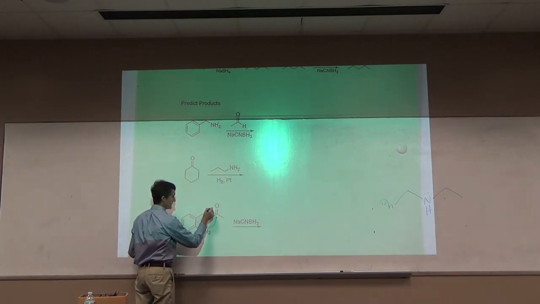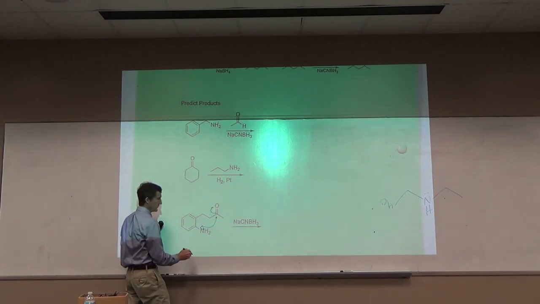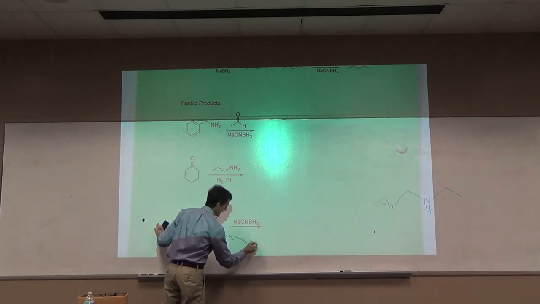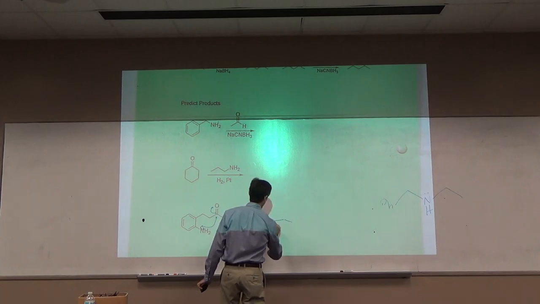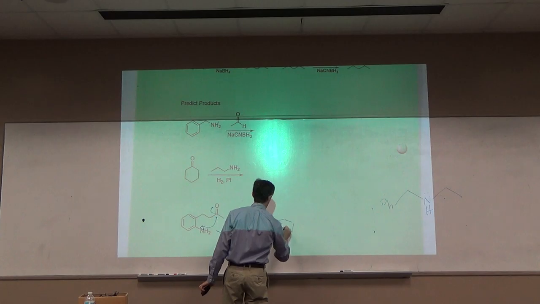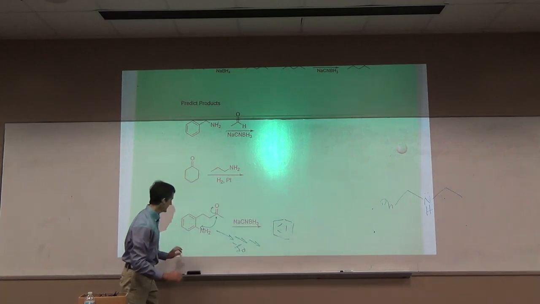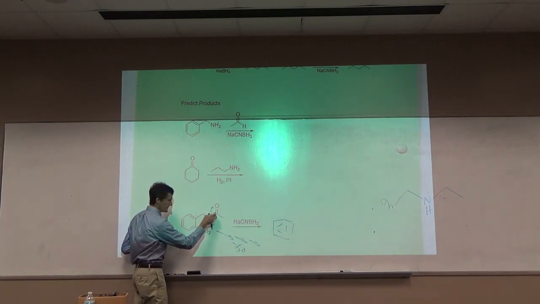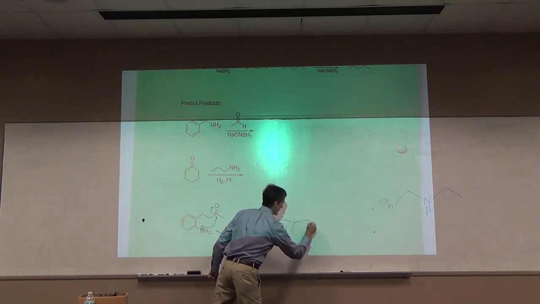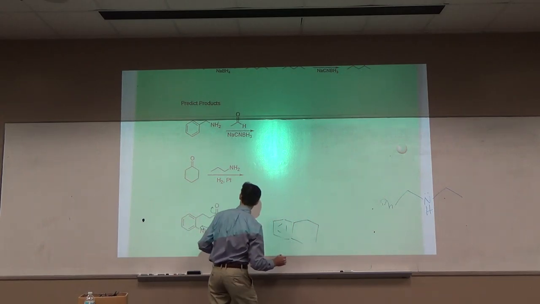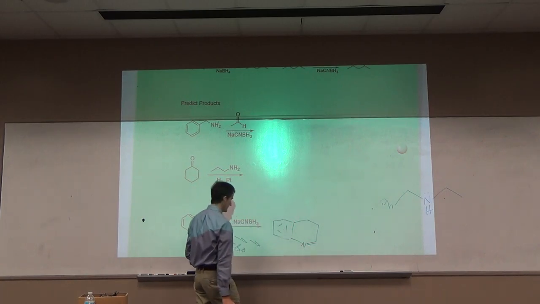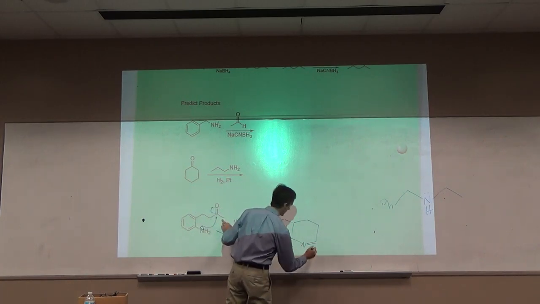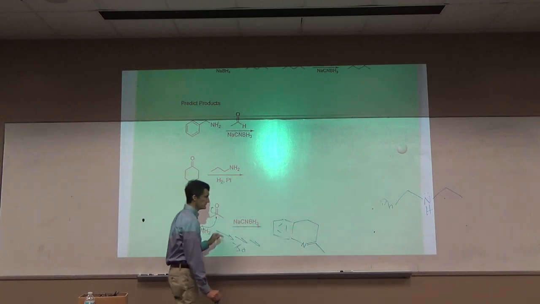This is going to react here. You can do your mechanism. However many steps here, you're going to lose water. You're going to make imine, but it's just intramolecular. What size ring are we making over here? 1, 2, 3, 4, 5, 6. Six-membered ring. Nitrogen here, double bonded to the carbonyl carbon. And the carbonyl carbon has a methyl.